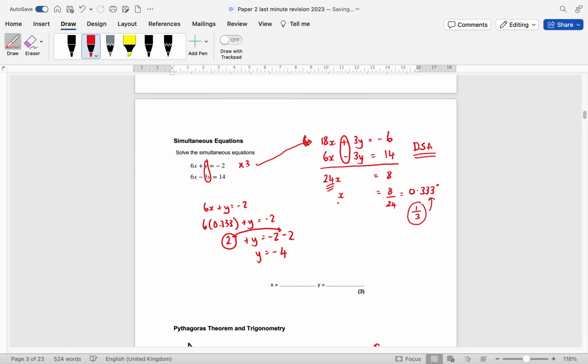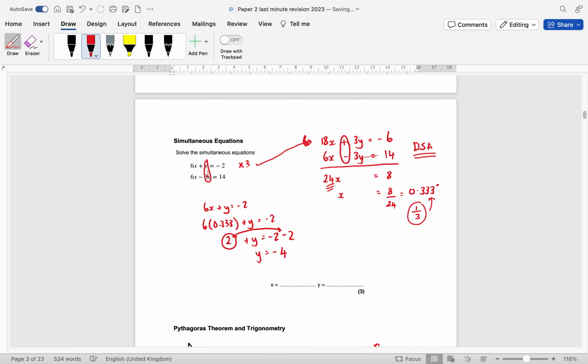Simultaneous equations. I'm not sure this is the best example. You might be better going into your other booklets. But because I've only had to multiply the top one by 3 to make the y's the same, that's unusual, to only have to change 1. So I've left the second equation alone. I've changed the top one. I've times it all by 3.